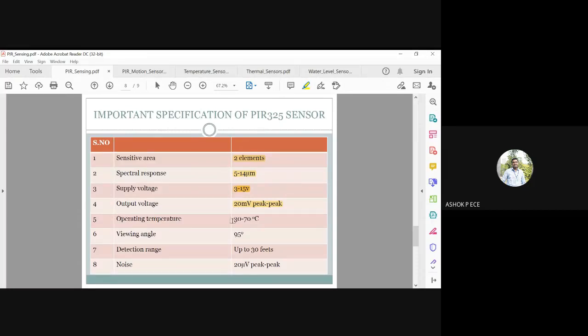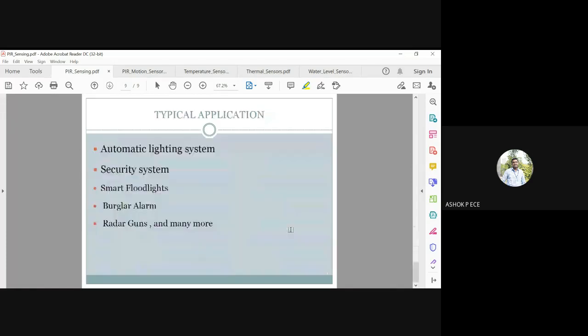Operating temperature is from minus 30 to 70 degrees Celsius. Viewing angle: it can detect human presence up to 95 degrees. Detection range is up to 30 feet, so up to 30 feet it can sense the thermal radiation and immediately inform the output. Noise is 20 microvolt peak to peak. This is the noise you can expect to be added in the system.